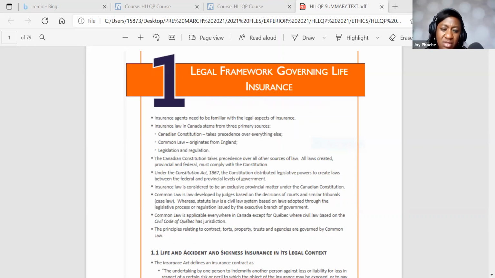Of course, at any time the insurance company can terminate the policy if there's no payment of premium. For non-payment of premium, at any time they can cancel. Then I wanted to ask, what is fraudulent representation that you just said?